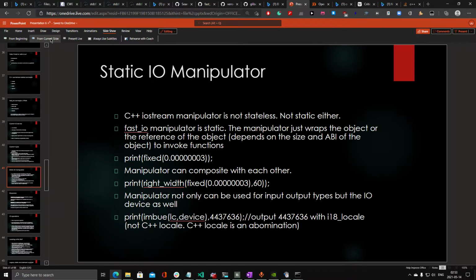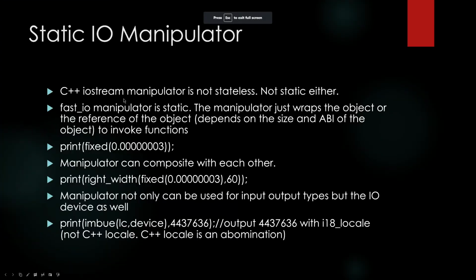The problem with C++ iostream manipulators is that they're not stateless. They're not static, right? So fast IO's manipulator is static. The manipulator just grabs the object or a reference of the object. It depends on the size and ABI of the object's invoked functions. For example, print fixed 0.006. So it will print the value in fixed format, or it's printed as general format.